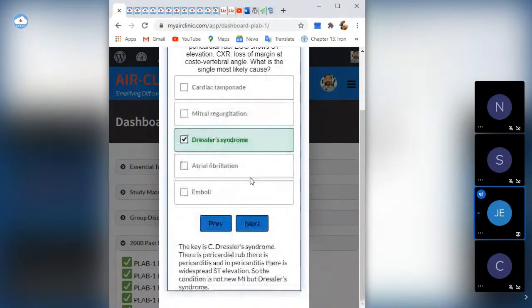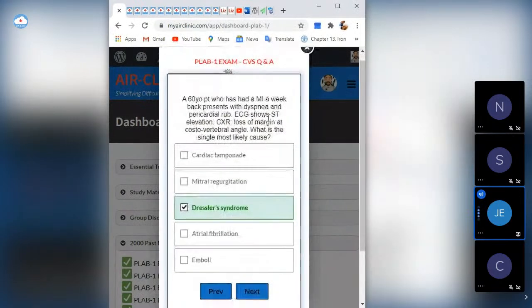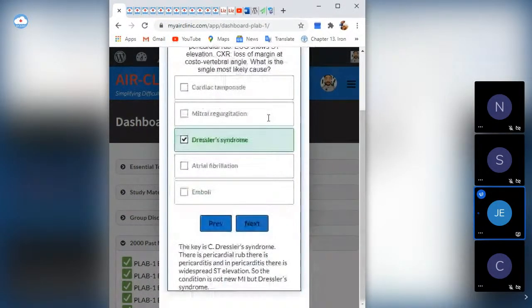It's just the friction rub that gave it away, right? But the one that was a little bit confusing was he said 1 week back, and we know that Dressler syndrome is 2 to 6 weeks following a myocardial infarction. But there was overwhelming evidence for it because of the pericardial friction rub. No other thing here can cause pericardial friction rub. Only cardiac tamponade comes close, but they didn't give us anything that suggests cardiac tamponade.